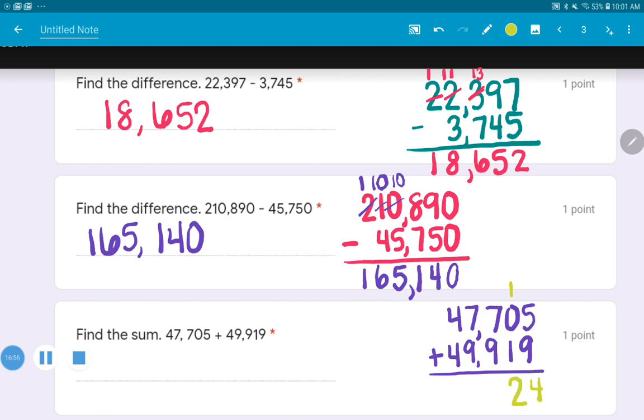Okay, 7 plus 9 is 16. Okay, so I'm going to carry the 1. 8 plus 9 is 17. Okay, 5 plus 4 is 9. Very good. So our sum is 97,624.